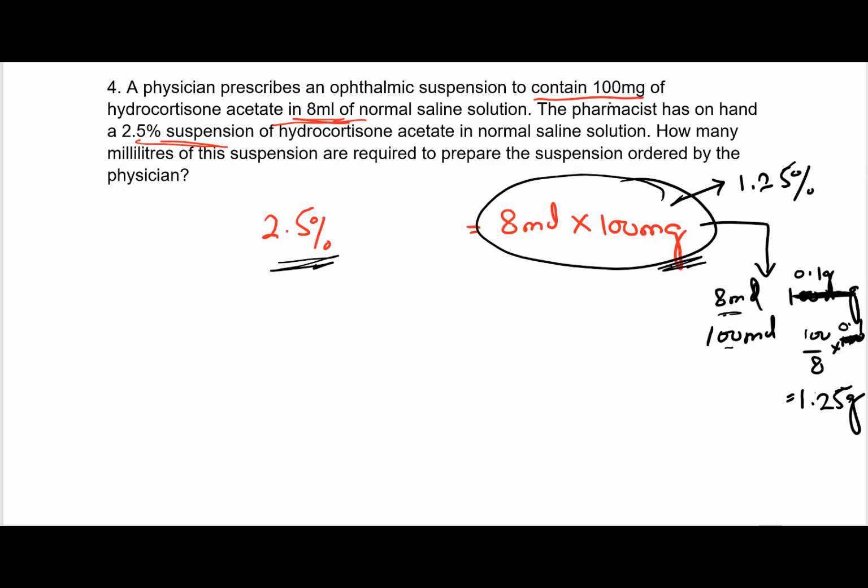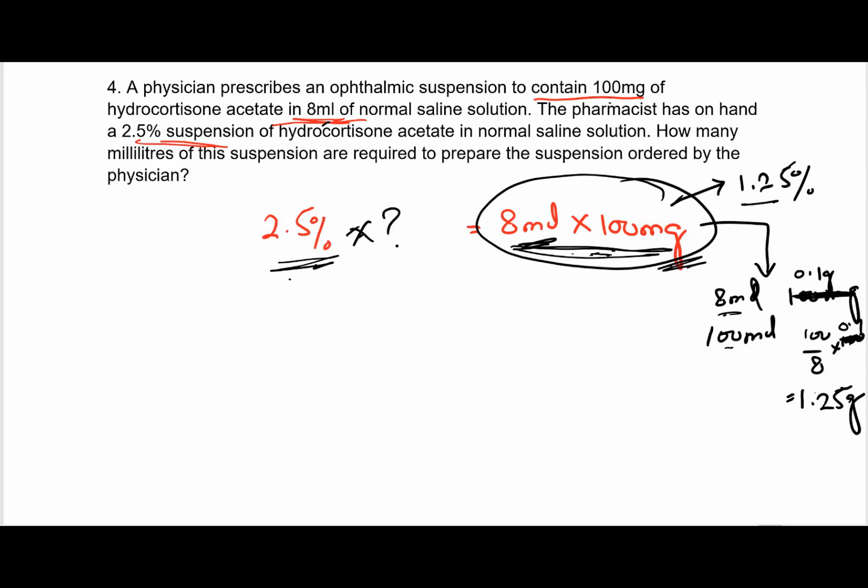Right? Again, just pay attention that I have been given what amount of drug will be present in what volume. This is what I have to make. So from this, I worked out the percentage. So the percentage of the solution which I have to make is 1.25. Now I have got the percentage on both sides, and I have got the volume on one side as well. And I can figure out the volume here.